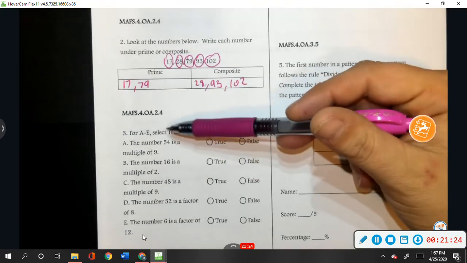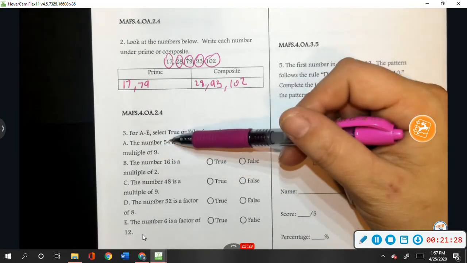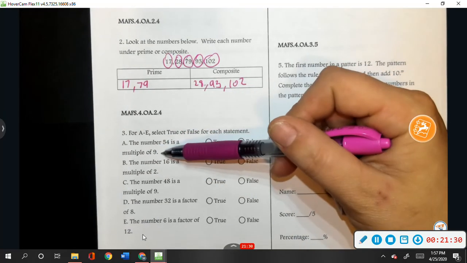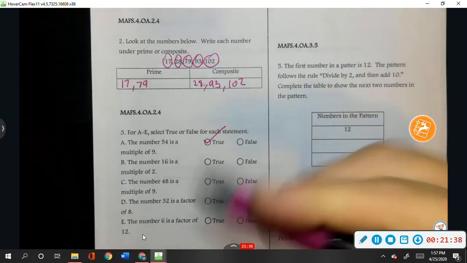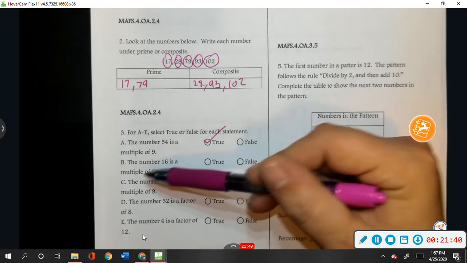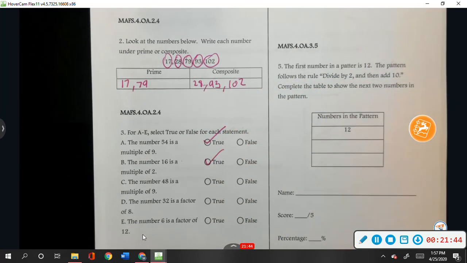Alright, number 3. For A through E, select true or false for each statement. The number 54 is a multiple of 9. Do we multiply a number by 9 to get 54? Yes, we do. We do 9 times 6. The number 16 is a multiple of 2. That is true. 8 times 2.